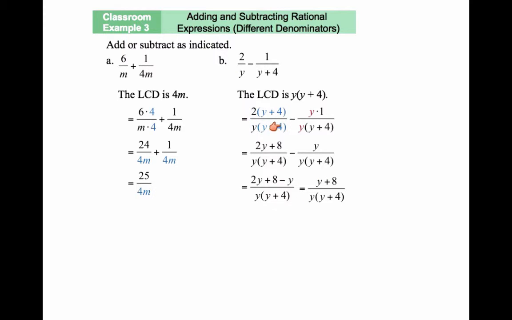So I can go ahead and distribute, we get 2y plus 8, and subtract y from that would be 2y plus 8 minus y. Combine like terms, and make sure at the end, if it's factorable, you have to factor them and reduce them at the end.